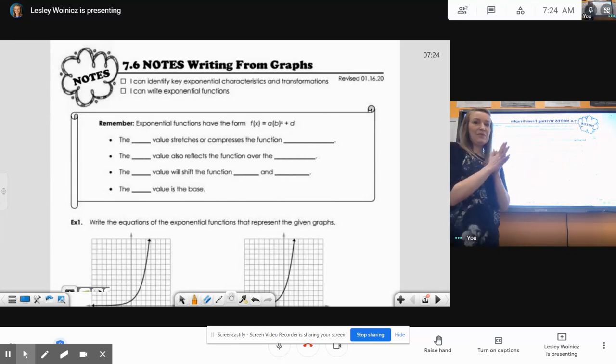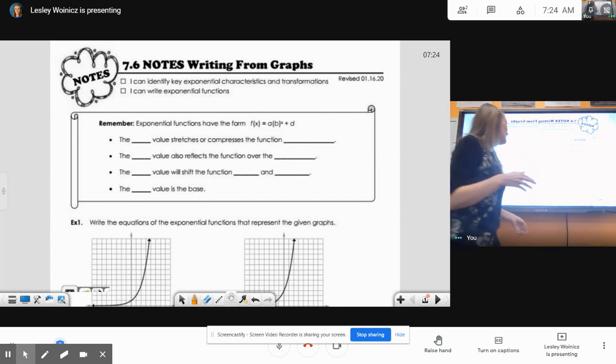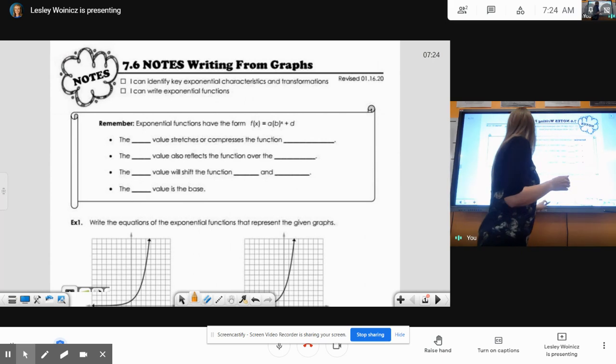Good morning. We're writing notes. These are your notes on writing equations from graphs. So a couple of things before we get started.